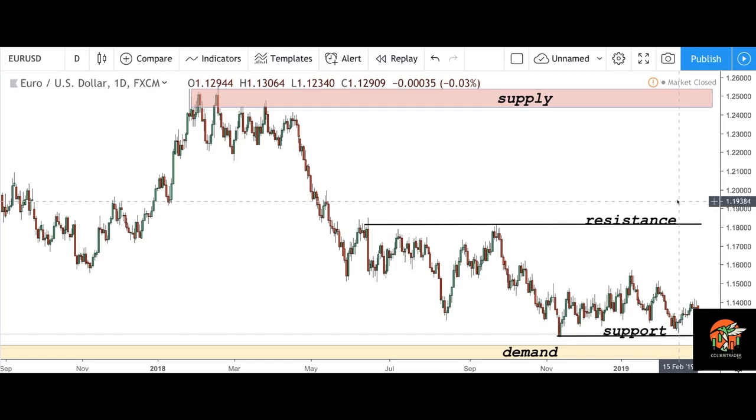Guys, I've marked the zones on this daily chart of the euro dollar, and as you can see, this time I have included also support and resistance areas, as well as demand and supply zones.